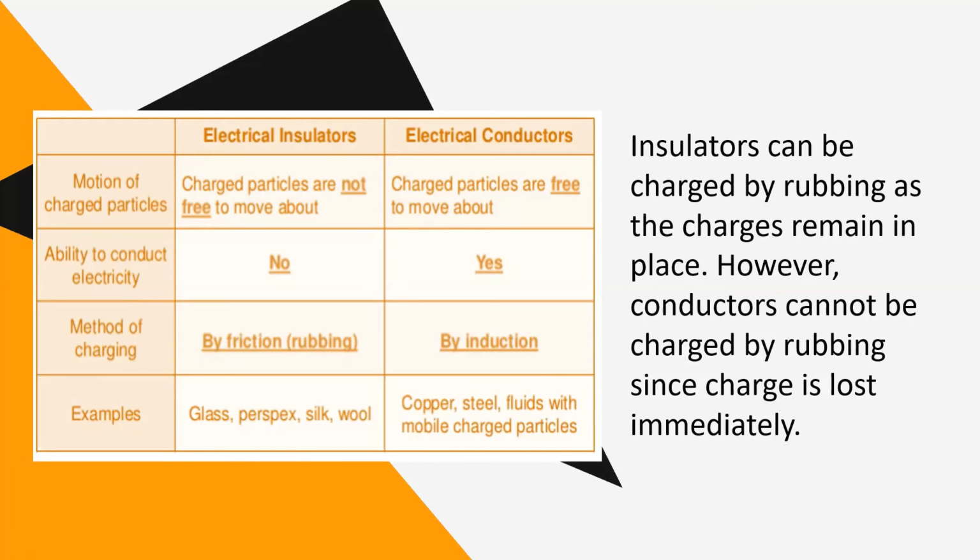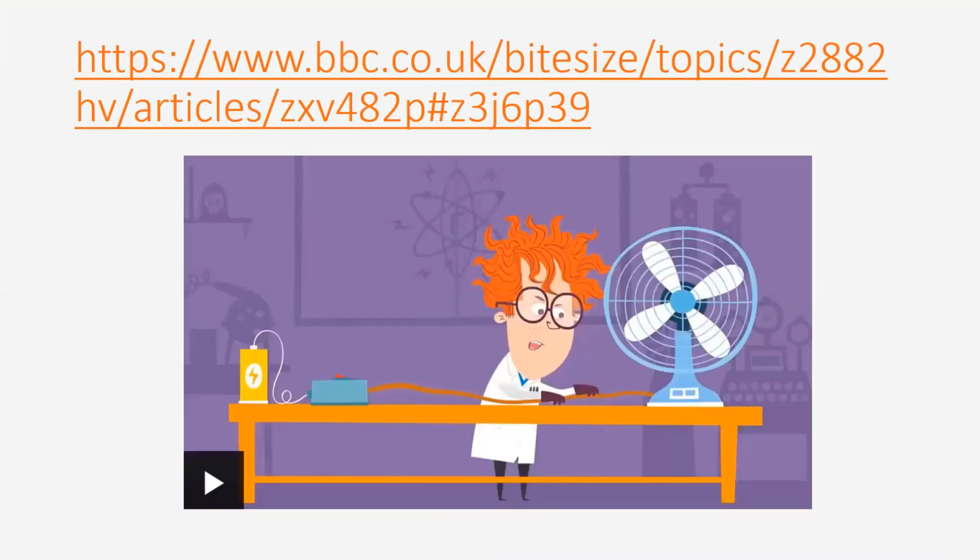Some examples of electrical insulators are glass, perspex, silk, and wool. Some examples of electrical conductors are copper, steel, and fluids which have mobile charged particles, like for instance water. Insulators can be charged by rubbing as the charges remain in place. However, conductors cannot be charged by rubbing since charge is lost immediately, especially if it is in contact with another item.